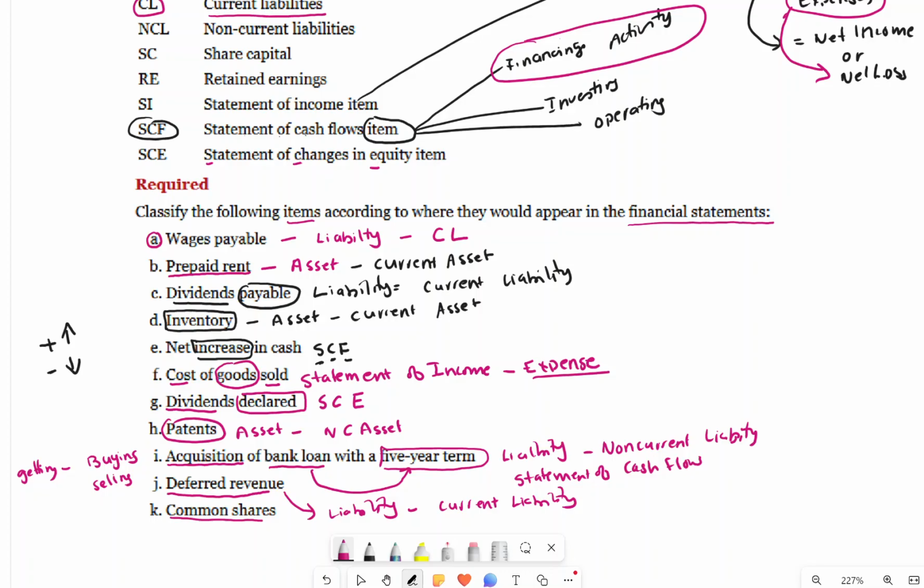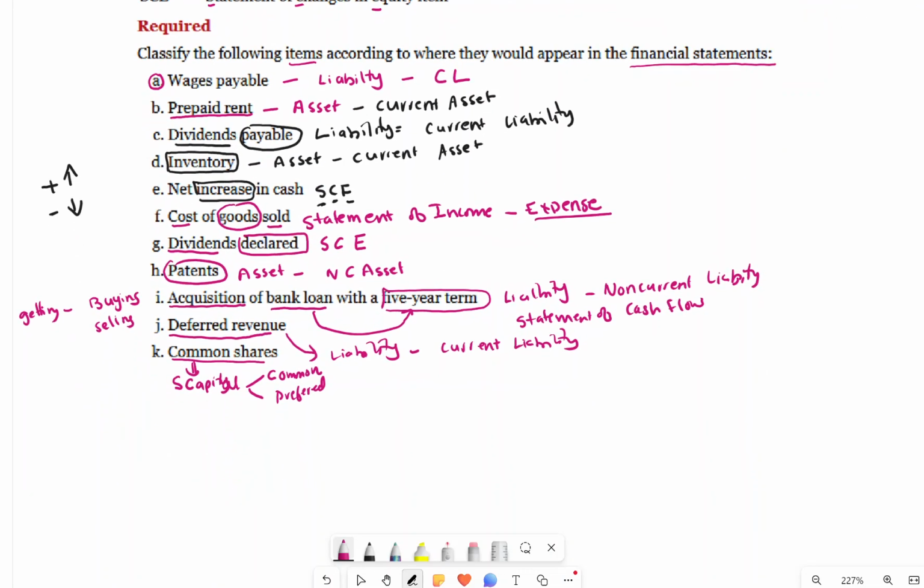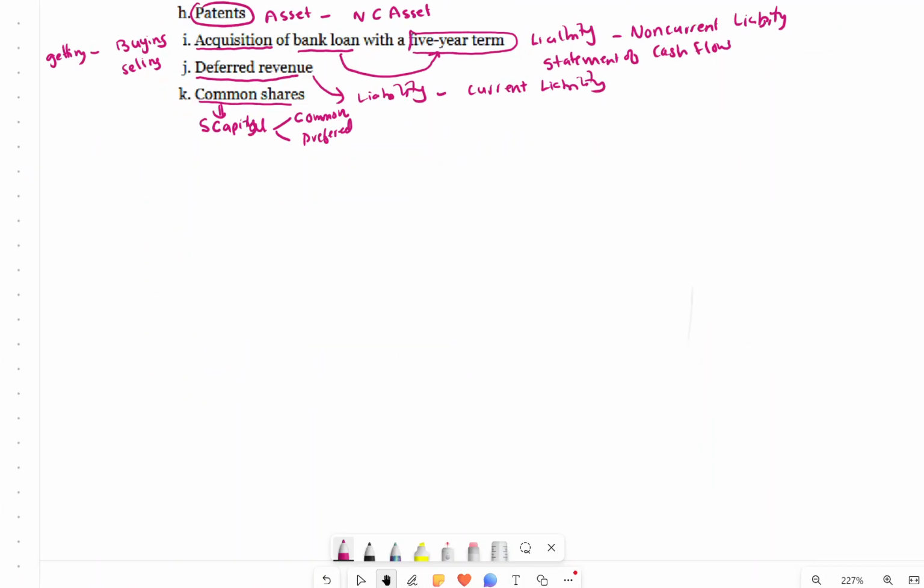Common shares will go to your statement of changes in equity. It will go on your statement of financial position, and it will be my share capital. Under share capital, you could have two types of shares. You could have common shares, and you could also have preferred shares. Preferred is for preferred shareholders, and common is for you and me, we can buy it. Preferred shareholders work for the company.